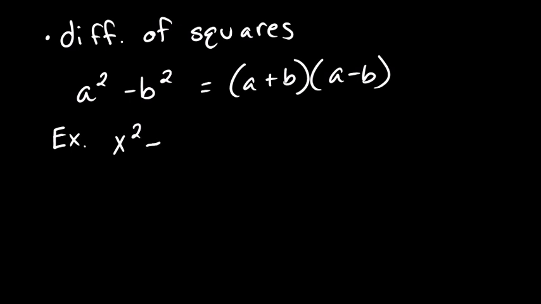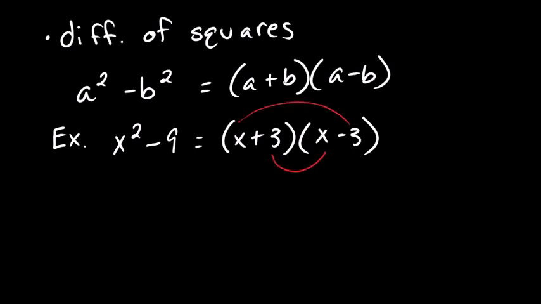X squared minus 9. Well, my a squared is going to be x squared, and my b squared is going to be 9. So that's going to factor into x plus 3, x minus 3. All right, and you can FOIL it out, and you would see that the positive 3x and the negative 3x cancel out, which is why there is no x term, no b term here.